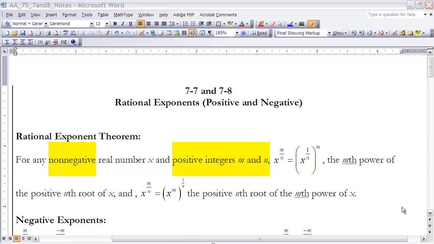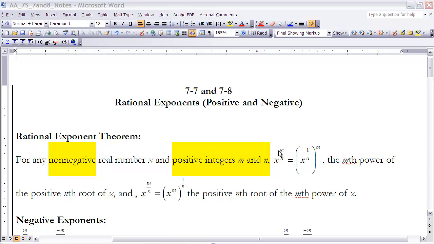Okay, so the first thing I want to do is look at the rational exponent theorem. What the rational exponent theorem says is that if we have a non-negative real number x, that's key, it's got to be non-negative. If it's negative, this isn't going to apply. Okay, so here's my value x right here, and positive integers m and n. When I look at the values of m and n, they have to be positive integers.